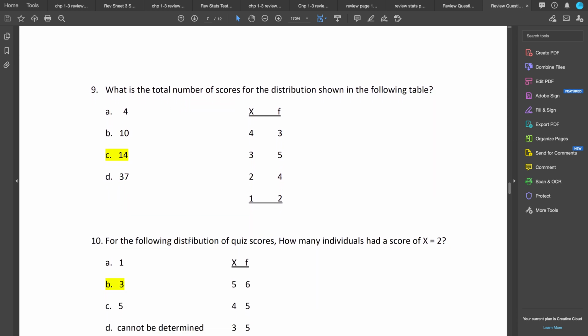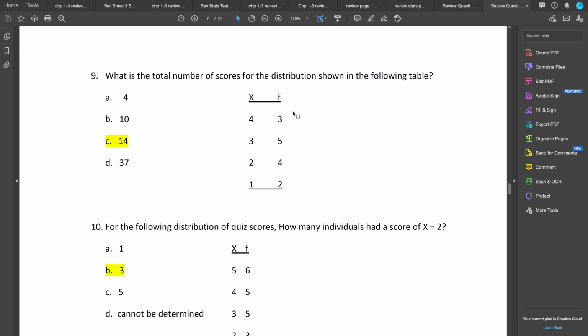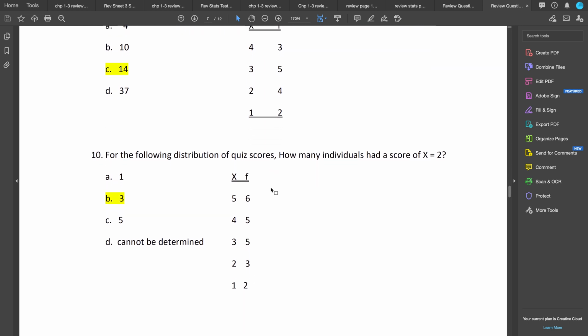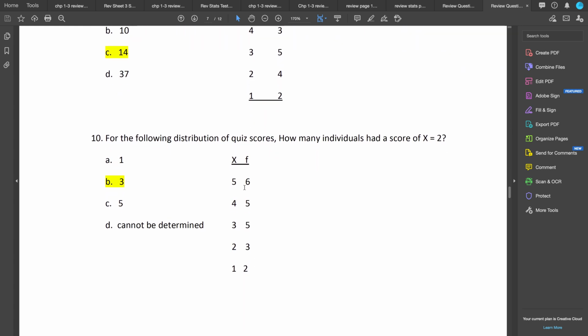What's the total number of scores? Well, the total number of scores is going to be all the frequencies added up. I don't care about what the score is. I care about the number of scores. So if there's 3, 5, 4, and 2, that means there's a total of 14 if you add them up. This one says how many individuals had a score of 2. Well, here's a score of 2. And this is saying that 3 individuals had a score of 2.